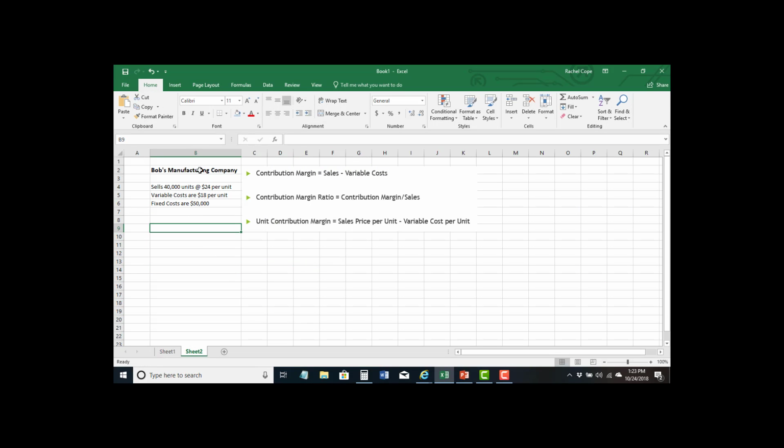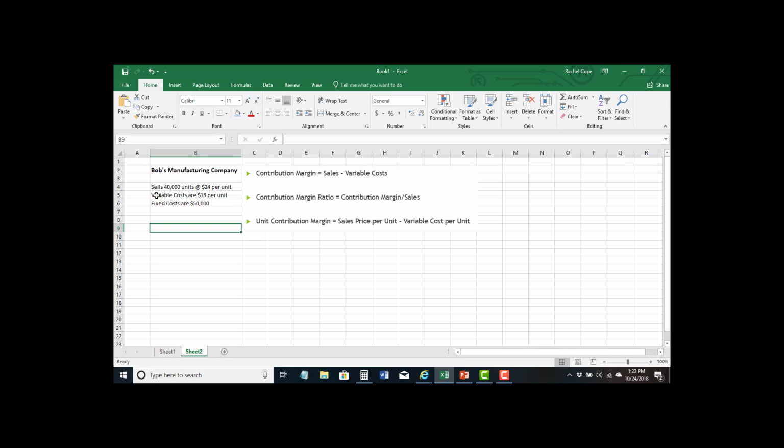So let's put a couple of these into practice. We're going to look at Bob's Manufacturing Company, and we're going to try and calculate contribution margin, contribution margin ratio, and unit contribution margin. So the contribution margin is sales minus variable costs. The information it gives us is that Bob's Manufacturing Company sells 40,000 units at $24 per unit. The variable costs are $18 per unit, and the fixed costs are $50,000.